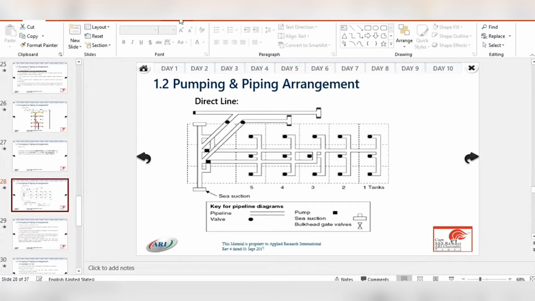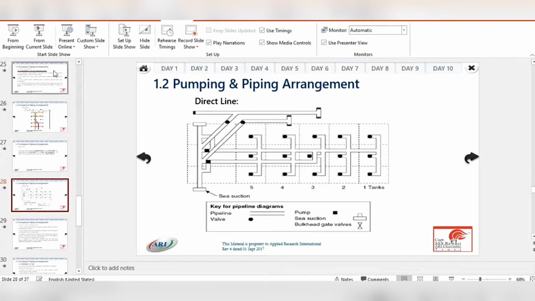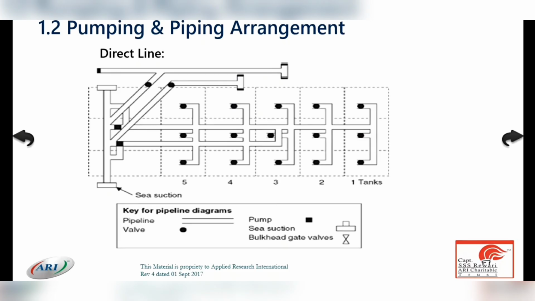Today we started with the direct line system. Any doubt in that? It's quite straightforward, quite simple layout of the pipelines, very commonly used on board crude carriers. Most of the ships have this system.